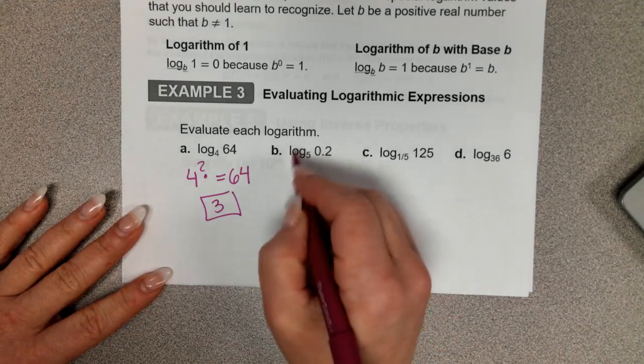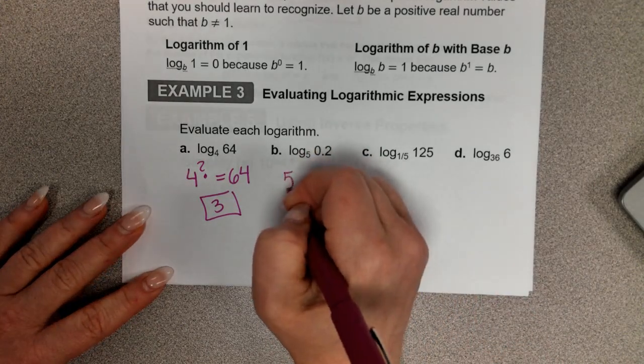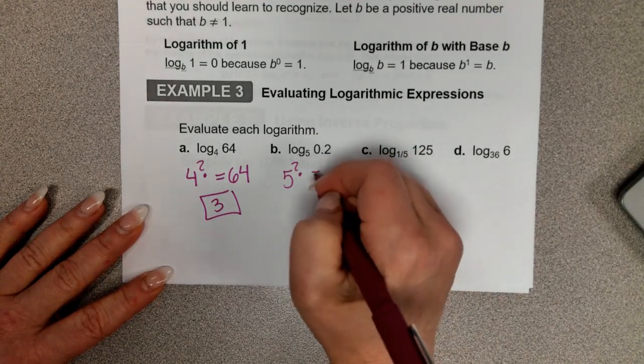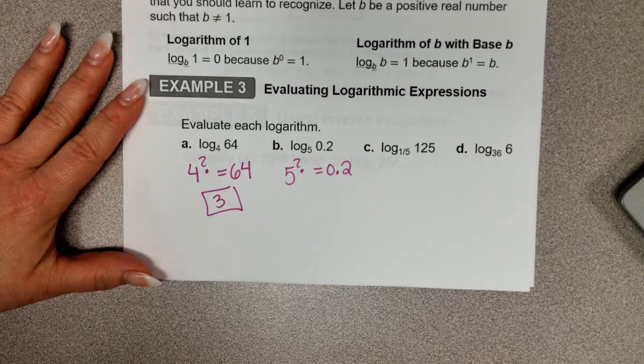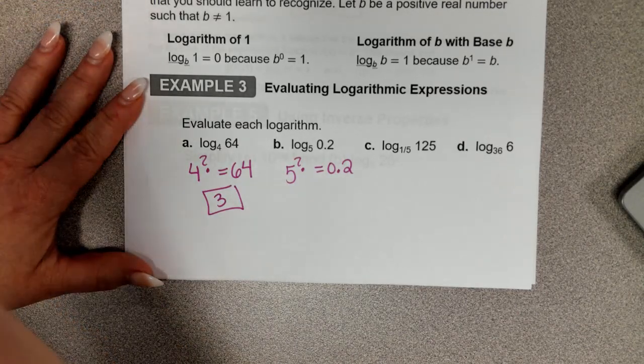Now here, again, I'm just going to think about it like an exponent. So my base is 5. They're saying, what exponent can I give to a 5 to get 0.2? Now that may not be obvious right off the bat. You may have to think about what 0.2 is. So let's take a minute just to think about that.